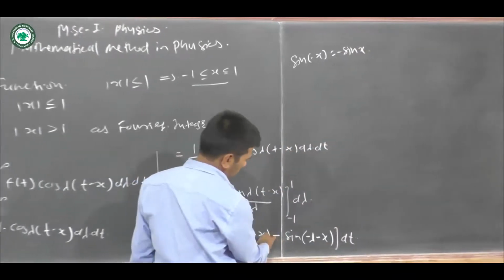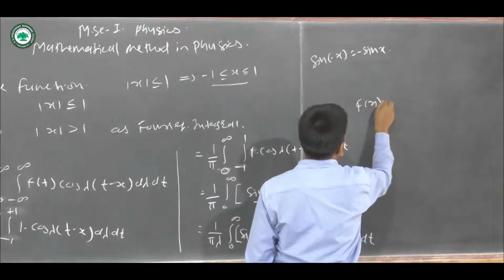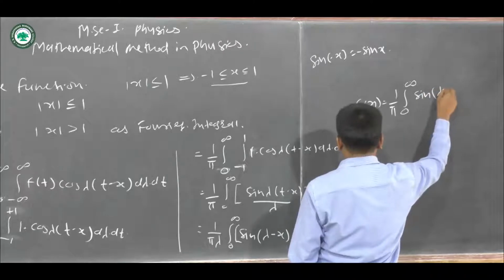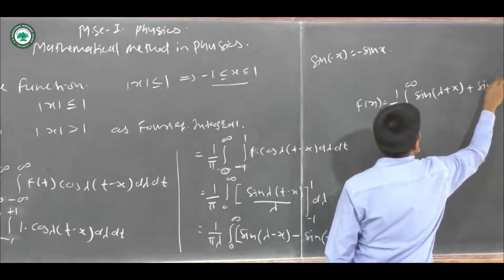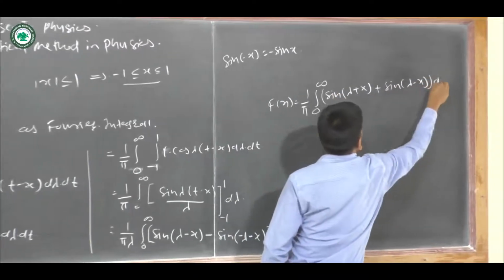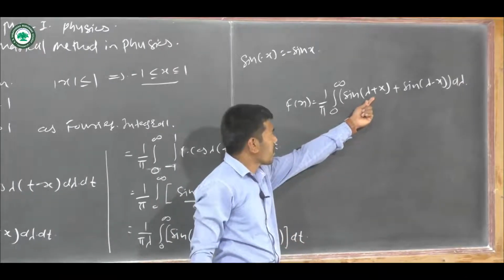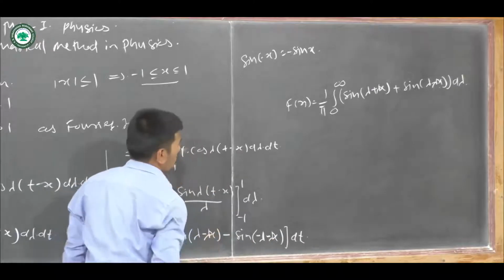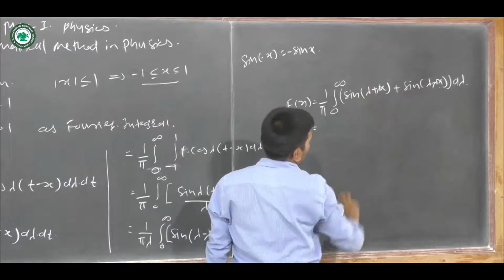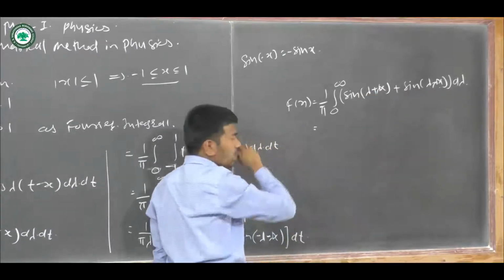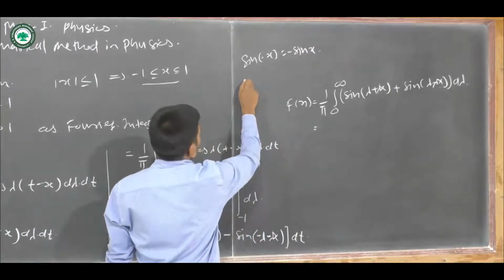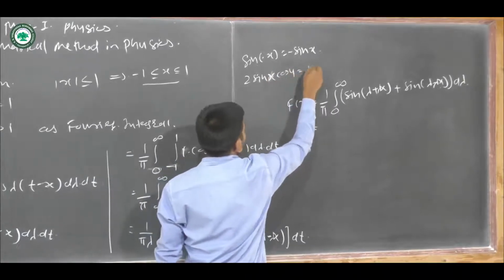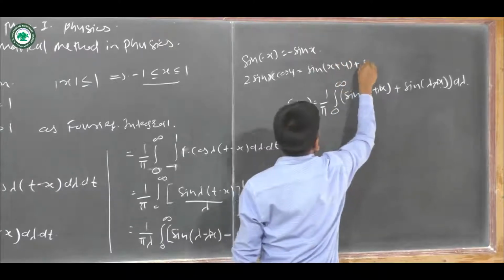Okay, so this minus becomes a plus and this expression becomes f of x is equal to 1 over pi integration from 0 to infinity of sin lambda plus x, we can write like this, plus sin lambda minus x, into d lambda. Okay, so this sin lambda plus lambda x plus sin lambda minus lambda x, this we can write as 2 sin, or we know the formula, that is 2 sin x into cos y is equal to sin x plus y plus sin x minus y.